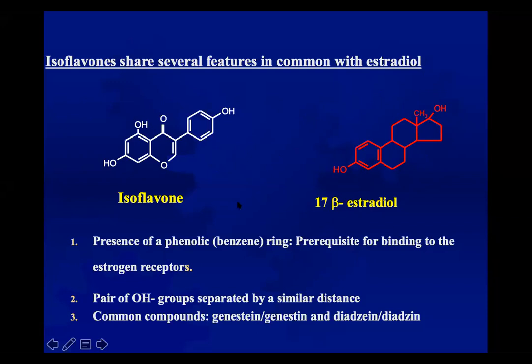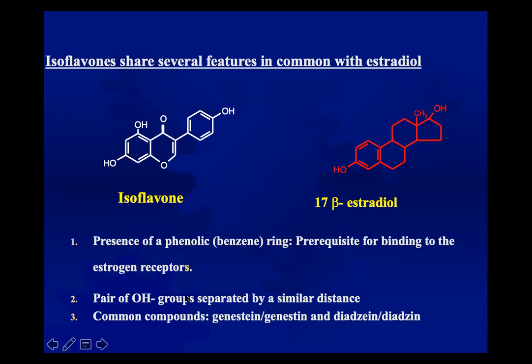And interestingly, isoflavonoids have some estrogenic principle and show some female sex hormonal activity. The presence of a phenolic ring is a prerequisite for binding to the estrogen receptor. The phenolic benzene ring can help them to bind to the estrogen receptor in humans.